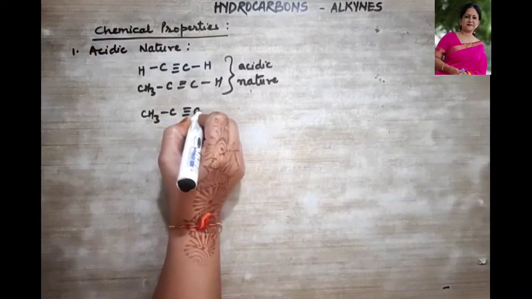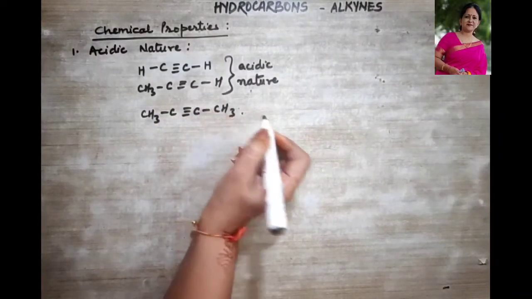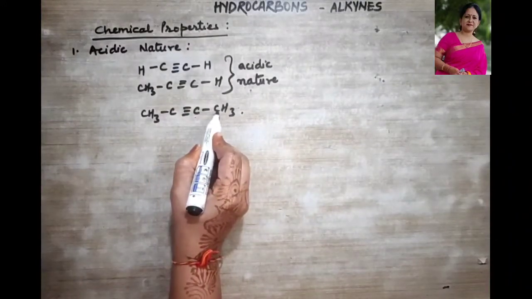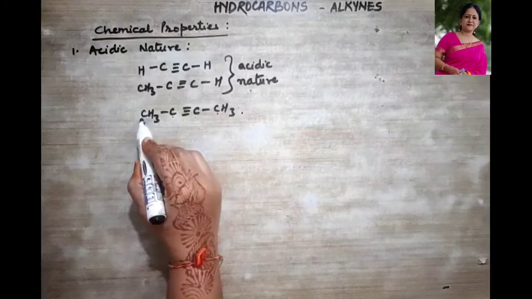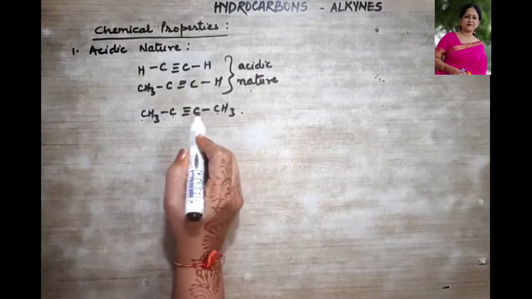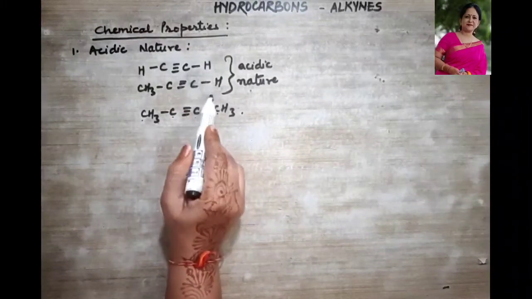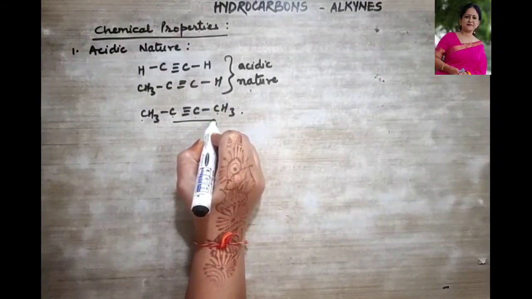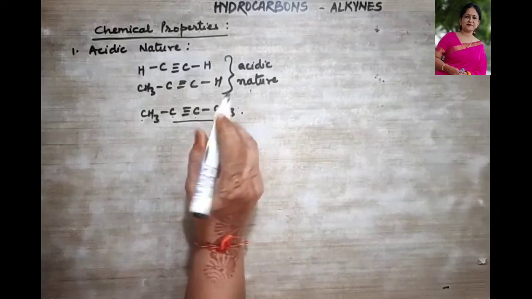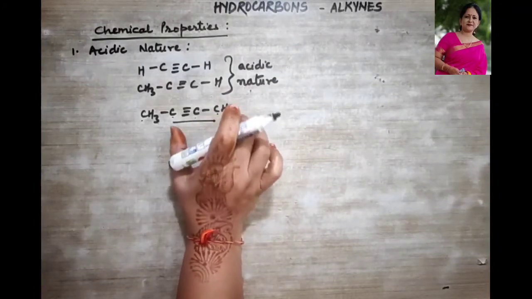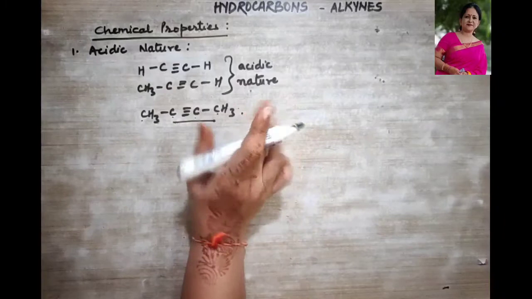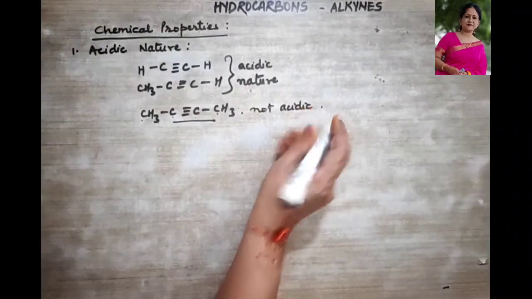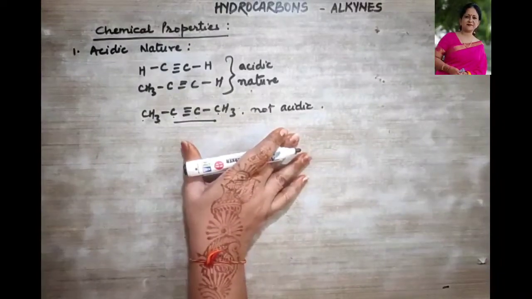CH3C triple bond C CH3, right? Now look at this. From this carbon, another carbon is attached, and at this carbon, another carbon is attached. So at both the terminals, the hydrogen is not present. Therefore, this particular compound, which is called butyne, is not acidic in nature. Clear? I hope this point is very clear to you.